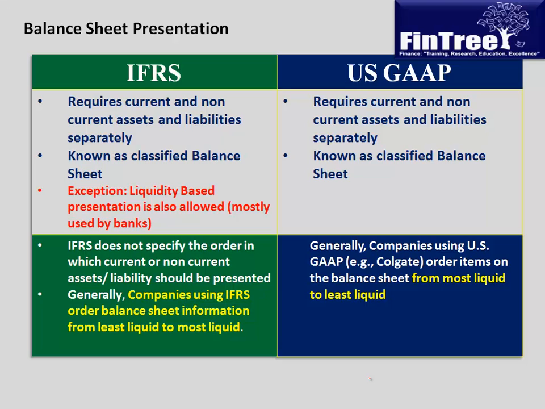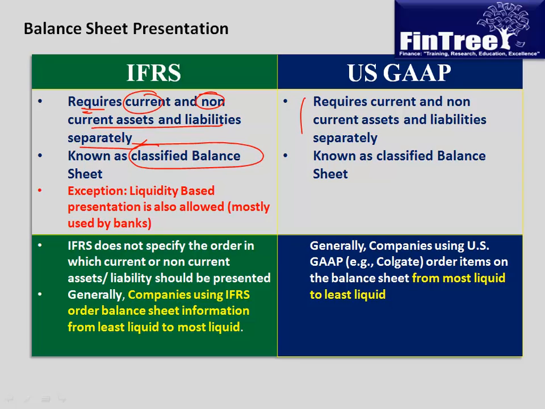Balance sheet presentation, an important point from the exam perspective. What are the items which are same in US GAAP and IFRS both? IFRS requires current and non-current assets and liabilities to be reported separately. Same condition in US GAAP, and this is called a classified balance sheet. Okay, so what is a classified balance sheet? If current assets and non-current assets have been classified separately, then it's a straightforward classified balance sheet. Both US GAAP and IFRS require balance sheet to be classified.